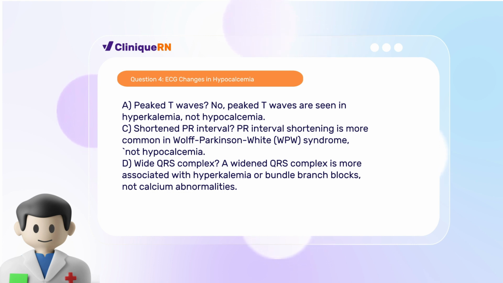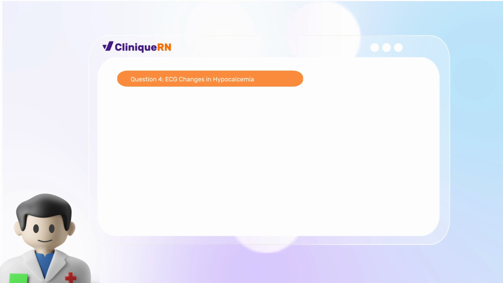C. Shortened PR interval. PR interval shortening is more common in Wolff-Parkinson-White (WPW) syndrome, not hypocalcemia. D. Wide QRS complex? A widened QRS complex is more associated with hyperkalemia or bundle branch blocks, not calcium abnormalities.